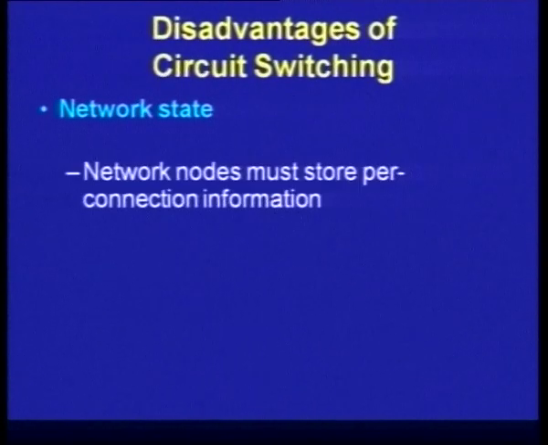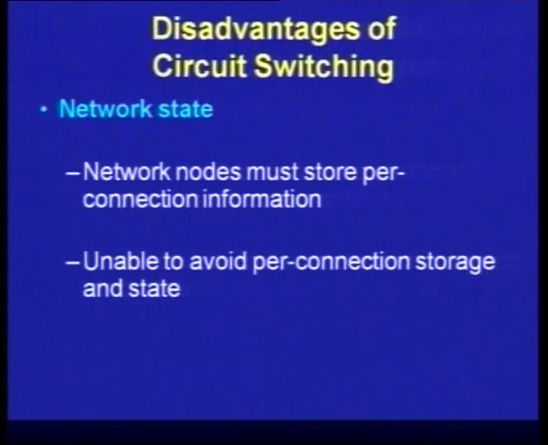Another disadvantage is that you need to maintain network state. That is, the network nodes, the routers or switches that we talk about, must store per-connection information. For every connection that is established, they need to store the status of that connection. So you are unable to avoid the per-connection storage and state. You need storage for every connection that needs to be established. This is another disadvantage of the circuit switching mechanism.